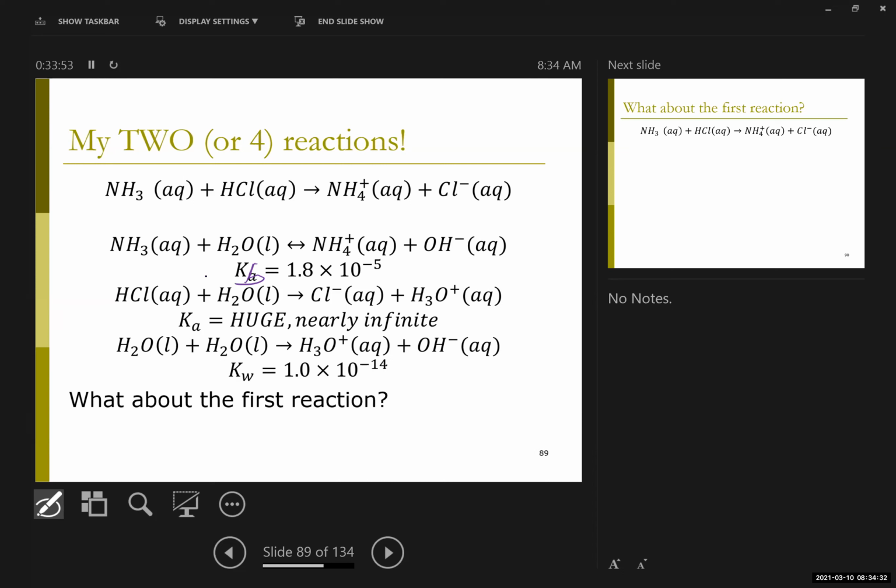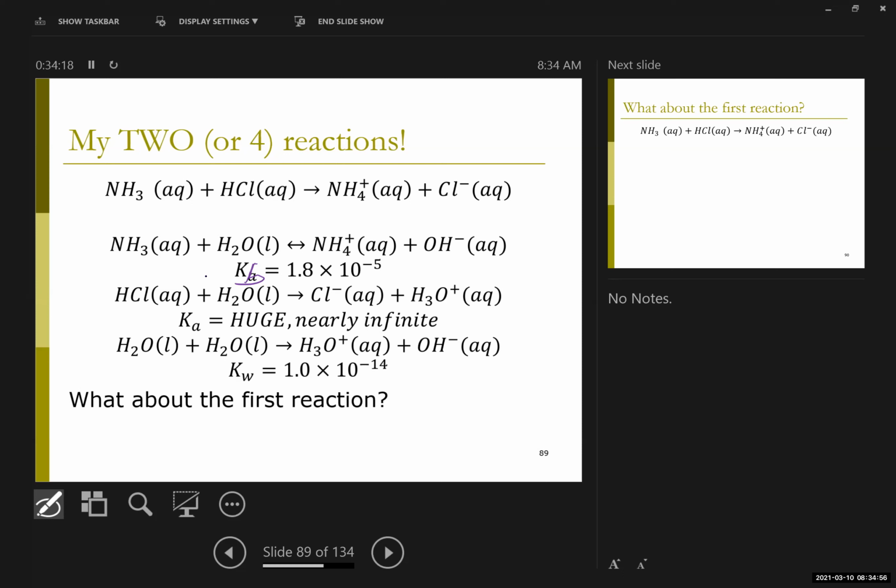The only one we really haven't seen before is good old ammonia and HCl. It is an acid-base reaction. It is, however, not a Ka or a Kb. How do I know? There's no water. Excellent. I owe you a prize. Because the signature for a Ka and a Kb is really the water.